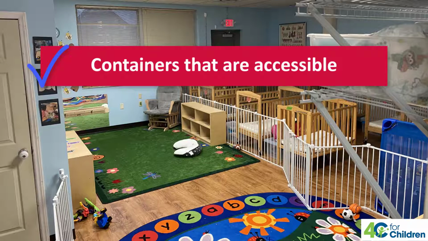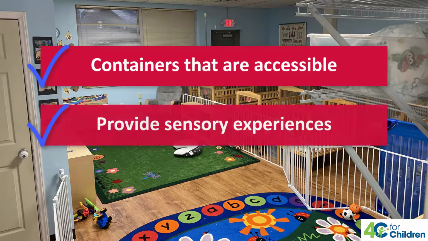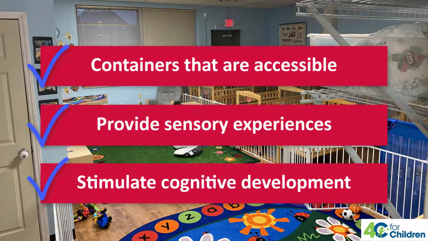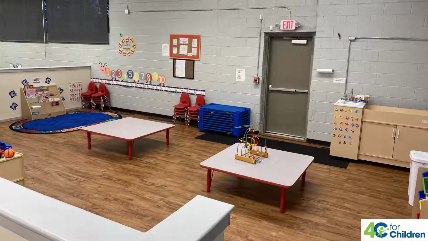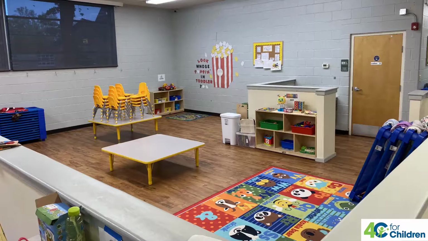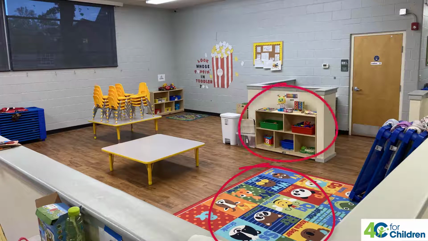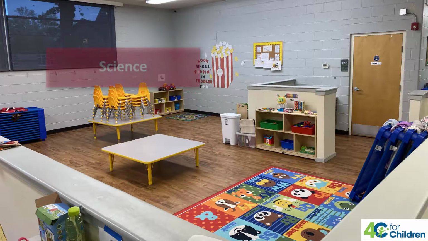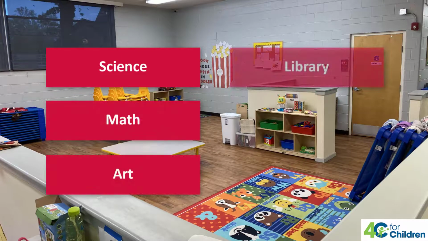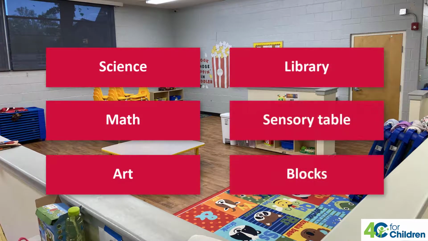Caregivers of young infants should be introducing toys and items to provide sensory experiences and stimulate cognitive development. Pictures of where learning materials belong and areas should be posted low and at eye level for the mobile infant and toddler. Open learning areas are key for children to move freely to work on large motor development and to support safe interactions with others in the space. These learning areas may include science, math, art, a simple library, sensory, and blocks.